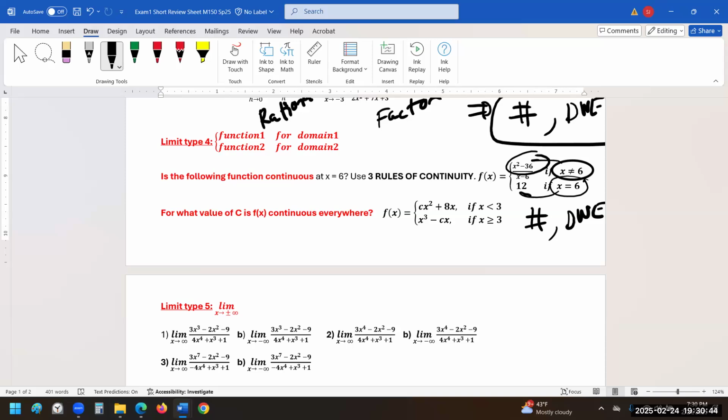If you get two different limits, that means the limit doesn't exist. And here they're asking for C. What makes this function continuous at C? Continuous at x equals 3. So you set two functions equal to one another, solve for C by substituting x with 3. And if you can simplify fast, simplify that. Otherwise, just set both of them equal to one another.